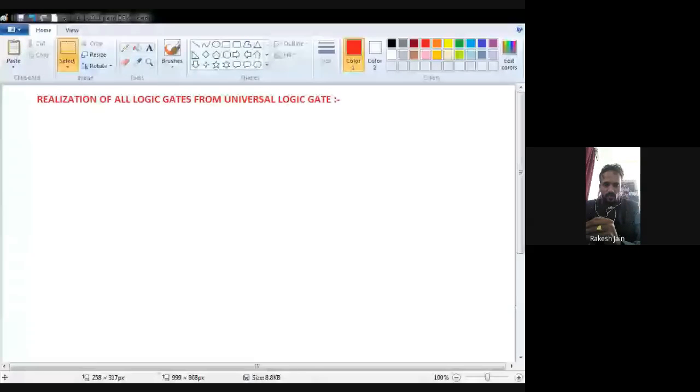So, dear students, I, Rakesh from Gambia University, am going to teach you how the universal logic gates can be used to realize all other logic gates. We know that NAND gate and NOR gate, among all other logic gates, are known as universal logic gates. They are known as universal logic gates because we can realize all other logic gates from the NAND and NOR logic gates. Okay. So how can it be possible?